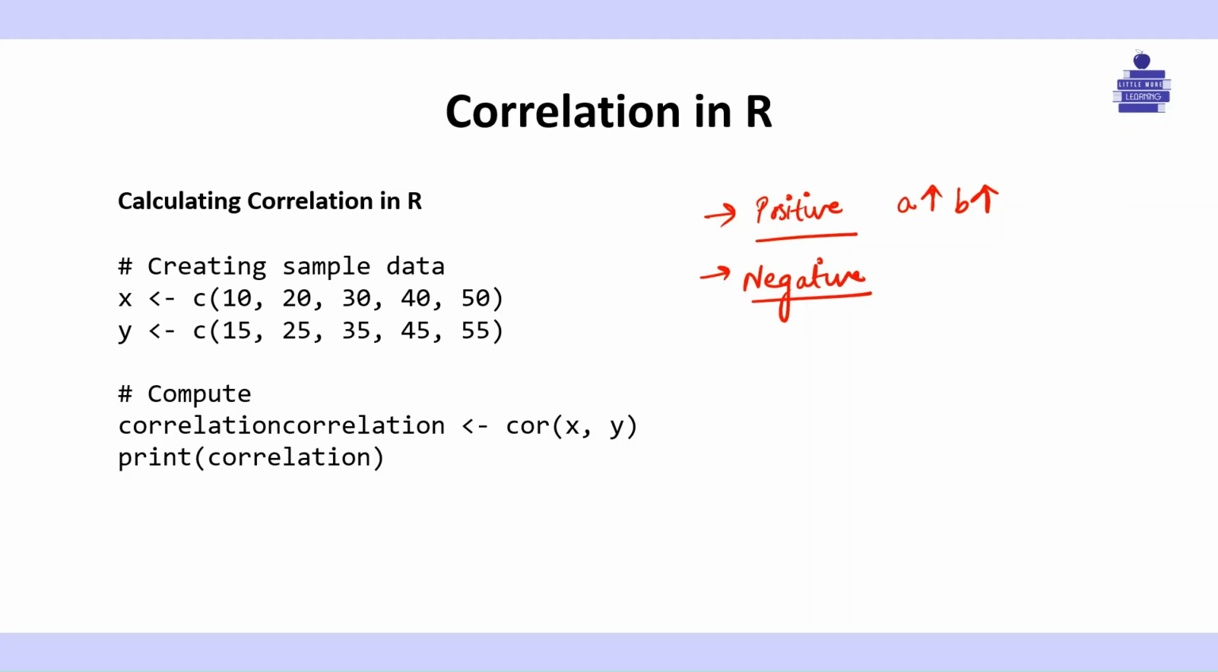Next one is negative correlation. In this type of correlation, when one variable increases, the other decreases. So let's say if A is increasing, B will decrease. Vice versa, if A decreases, B will increase. The last is no correlation. So no relationship between the variables is there. Whether A increases or decreases, there is no effect on B, and vice versa.